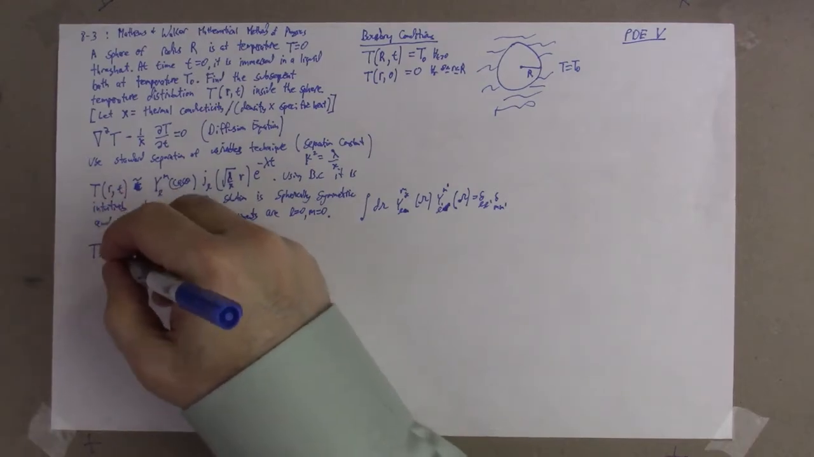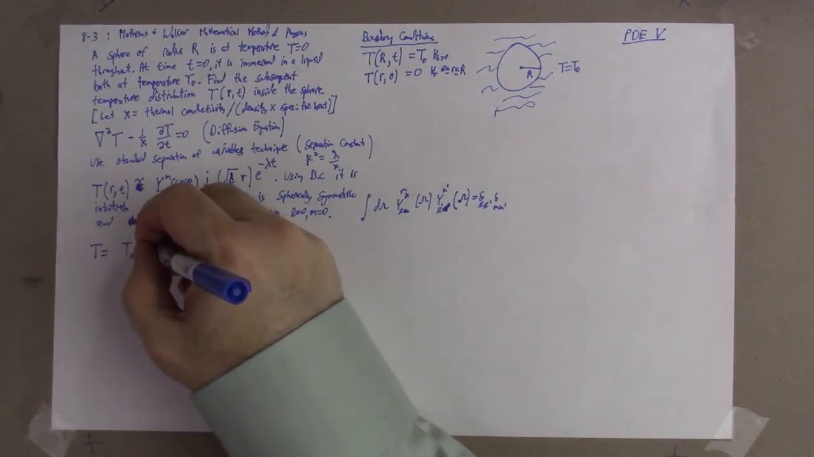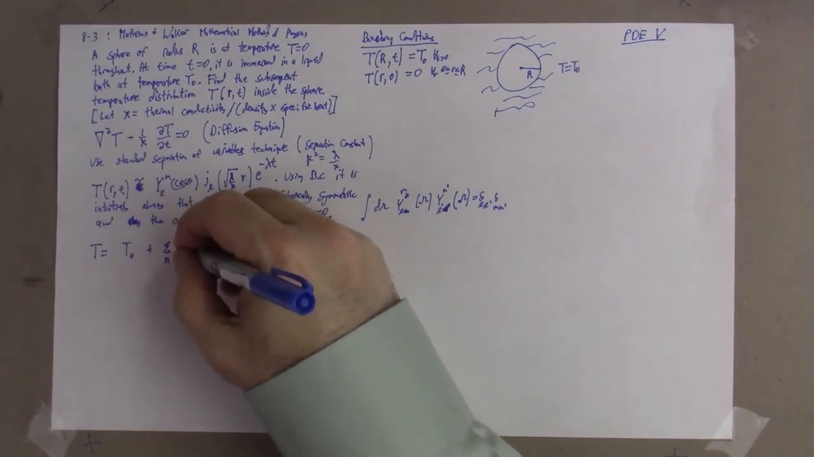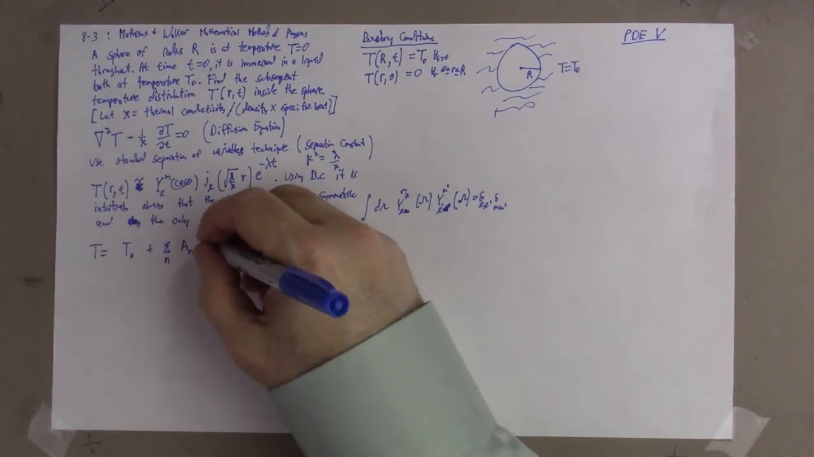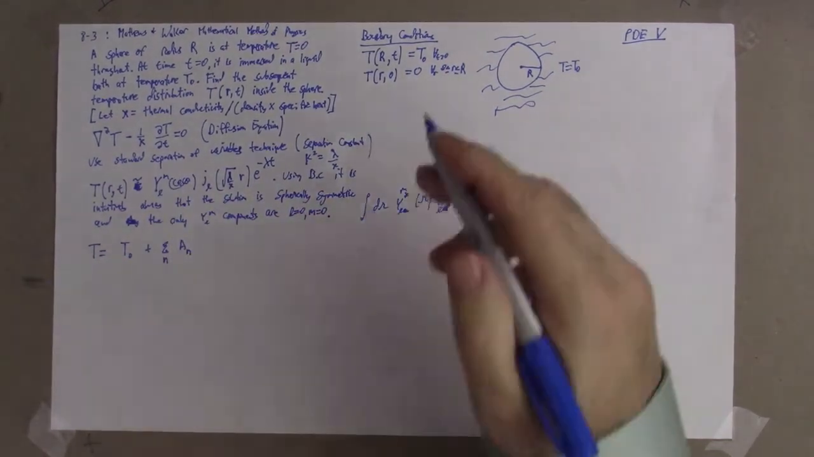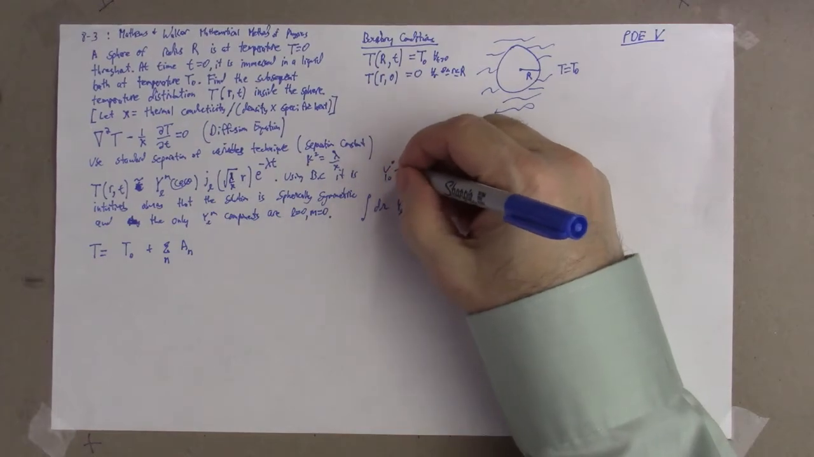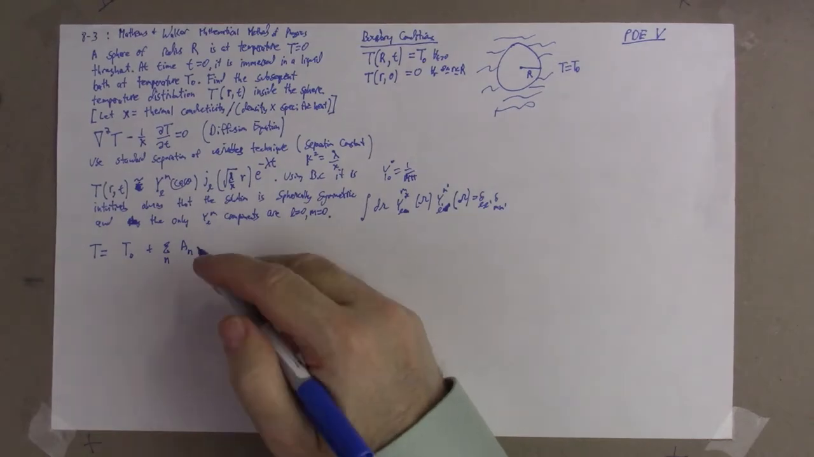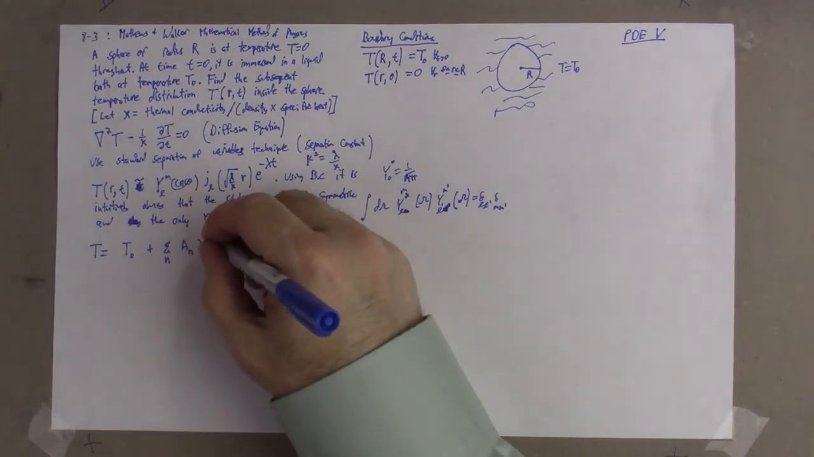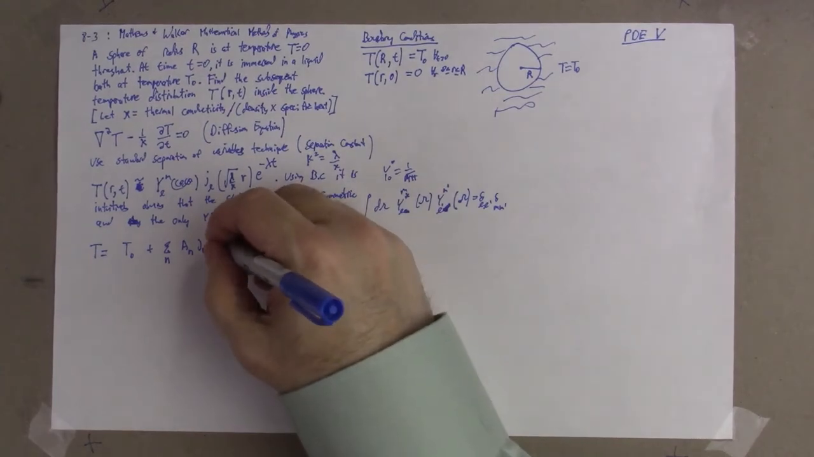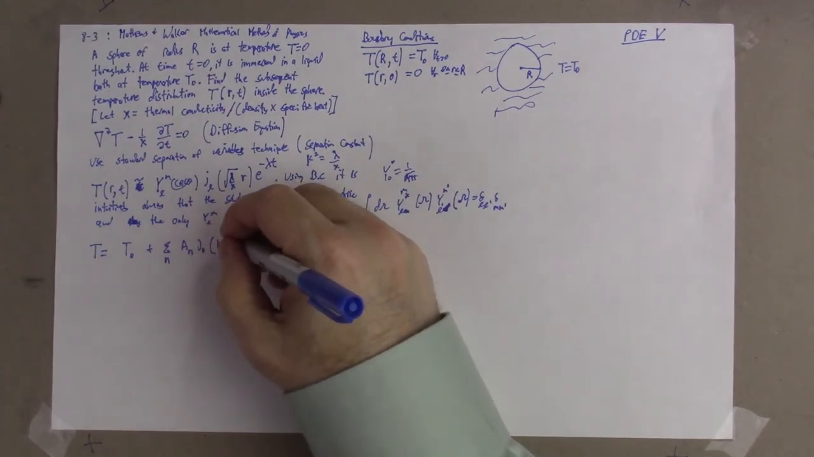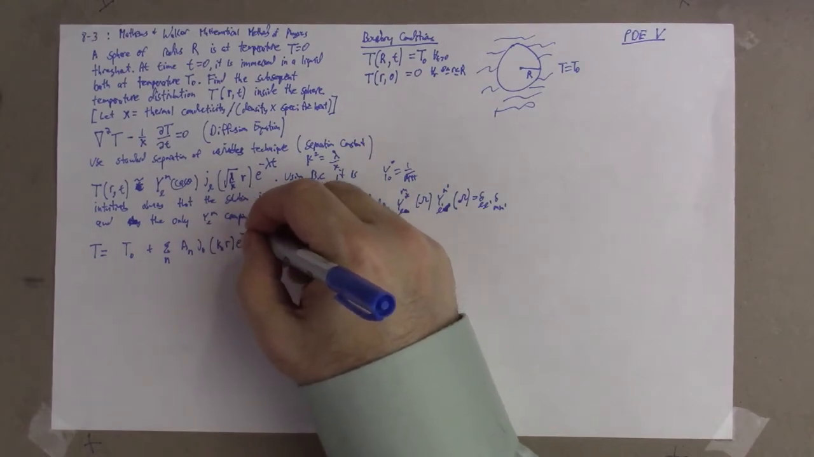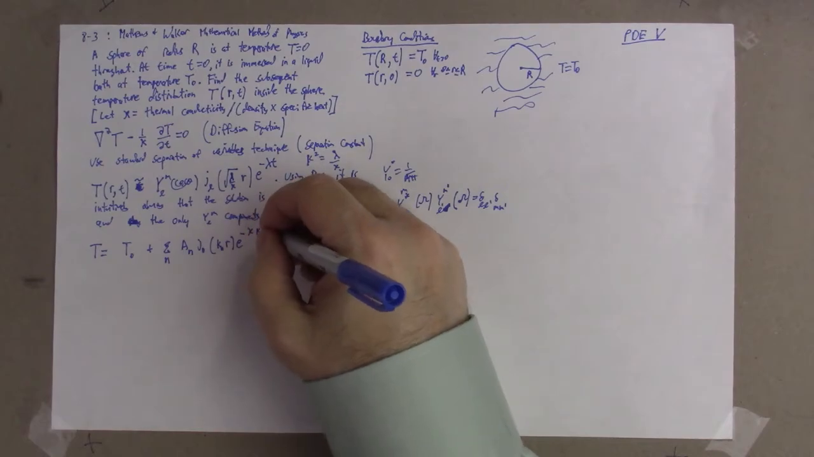T is equal to T0 plus the sum over n of some constant a_n, times, when L equals 0, M equals 0, Y00 is just equal to 1 over the square root of 4 pi. So it's just a constant which we fold into the a_n. Then J0 of k_n r, e to the minus kappa k_n squared t.